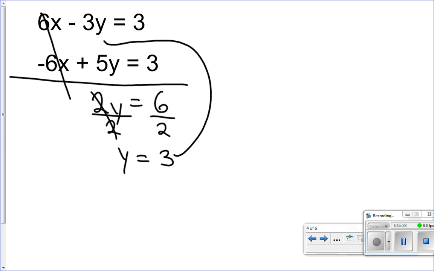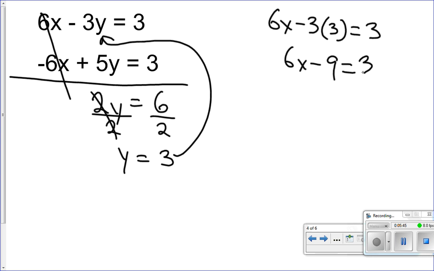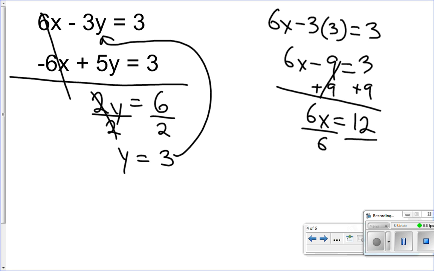Then, I'm going to plug it into one of my equations. It doesn't matter which one. And I'm going to solve for x. So I get 6x minus 3 times 3 equals 3. Simplify, I get 6x minus 9 equals 3. If I add 9 to both sides, I get 6x equals 12. Divide both sides by 6. X equals 2. So my solution is 2, 3.